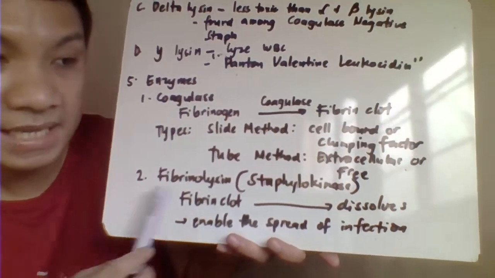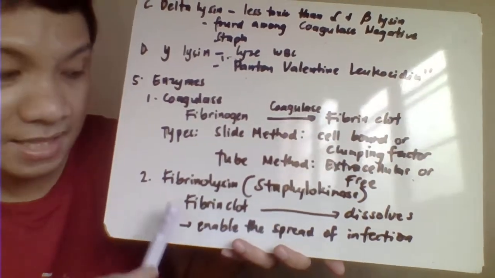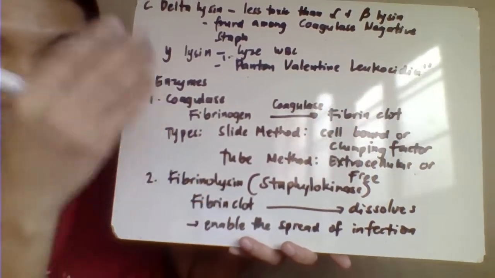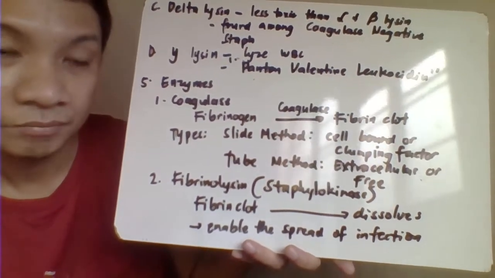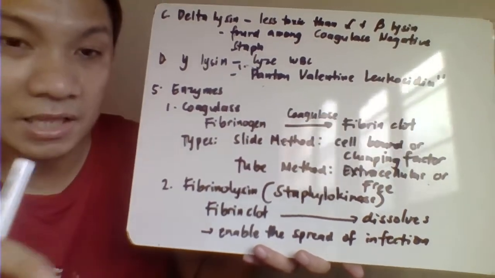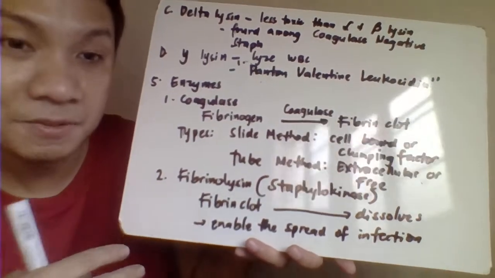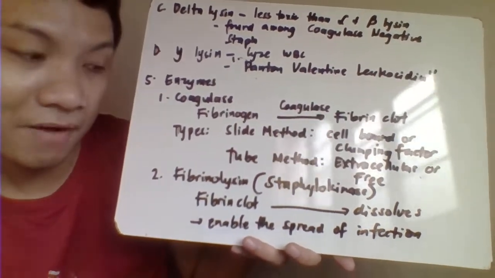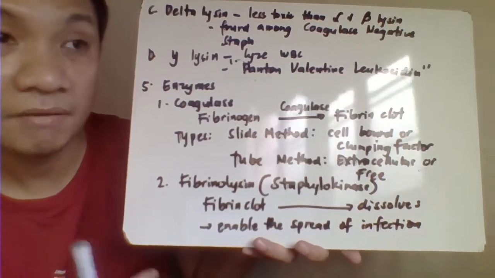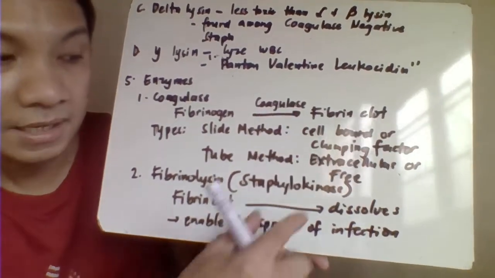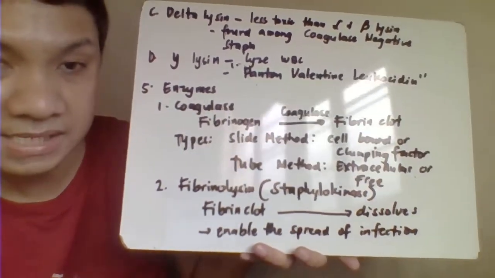Another one, we have your fibrinolysin. So, staphylokinase na enzyme. So, fibrinolysin, it-try to lyse your fibrin clot para ma-dissolve ang ating fibrin clot. Okay, so pag nag-dissolve siya, it would allow the infection to spread. So, parang spreading factor ito ni ating Staphylococcus.